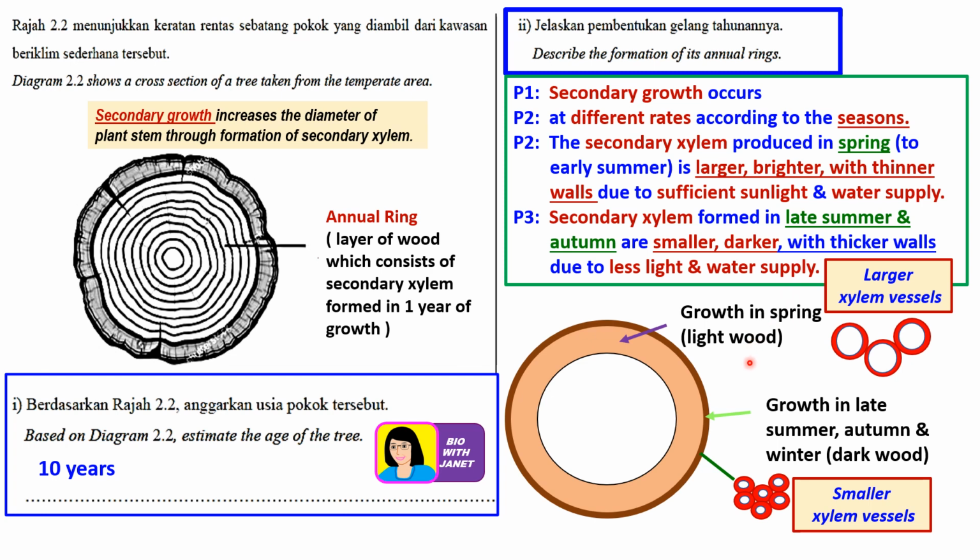Okay, so here we can see the explanation. Growth in spring produces the light wood because the growth rate is faster, xylem vessels are bigger, and growth in late summer and autumn produces the darker wood because the growth rate is slower. Okay.